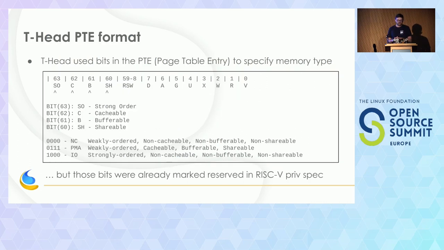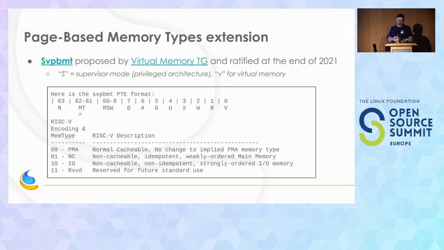One of the things that was a bit complicated is that they decided to come up with their own page table entry format to specify memory type. They wanted to be able to say per page of memory whether it is cacheable or non-cacheable. If it's being used for DMA, we want to say that it's non-cacheable, so we need the ability to describe for a page what type of memory it is. Fortunately, they used bits that were marked as reserved in the RISC-V privileged spec. Later on, at the end of December, an official extension for this purpose was ratified, called the page-based memory type extension, or SVPBMT.